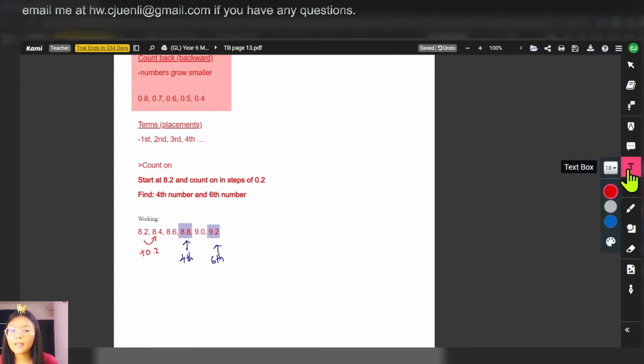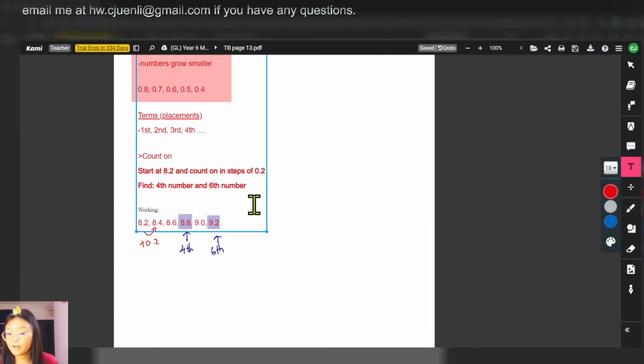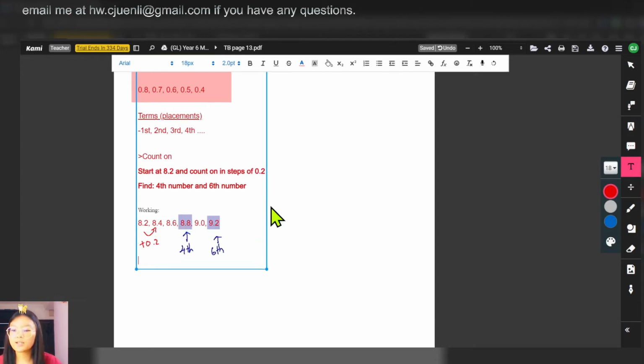So in the exam, or basically when you're answering this kind of question, you can actually say the fourth number is 8.8 and then the sixth number is 9.2. Pretty simple, right?